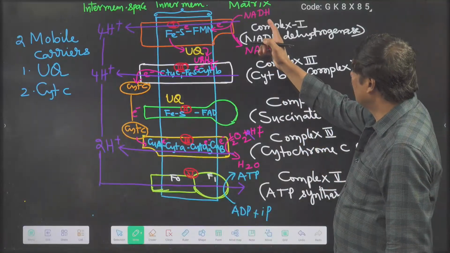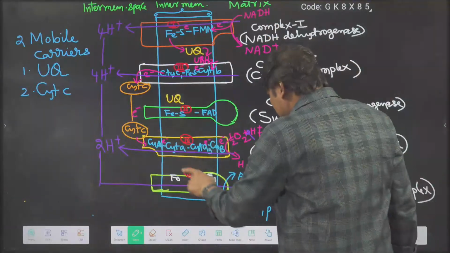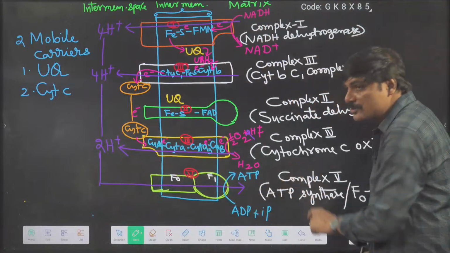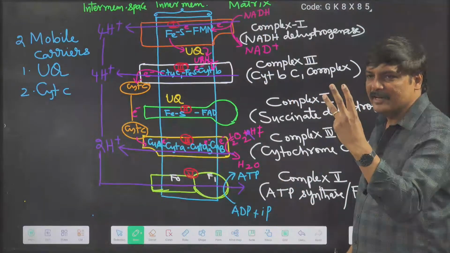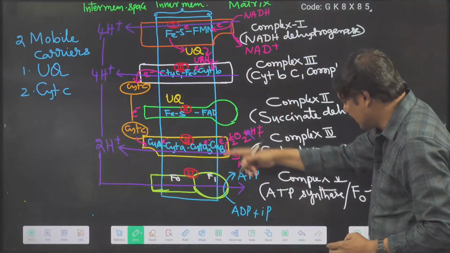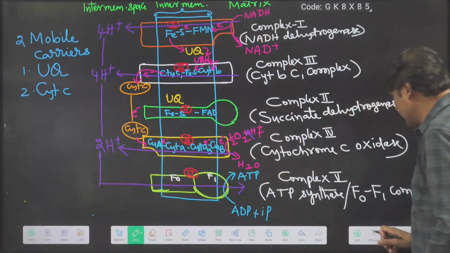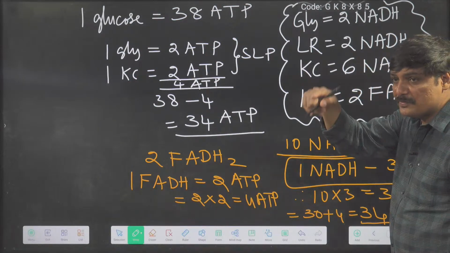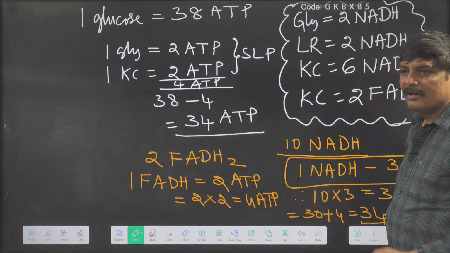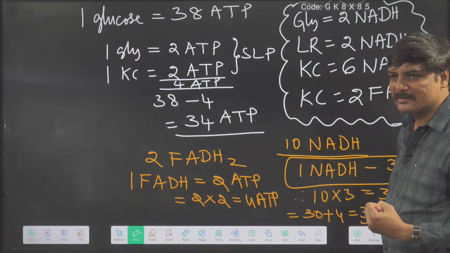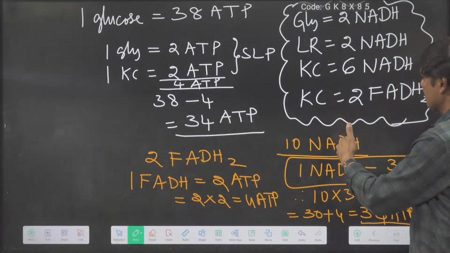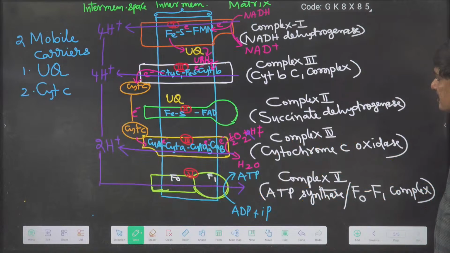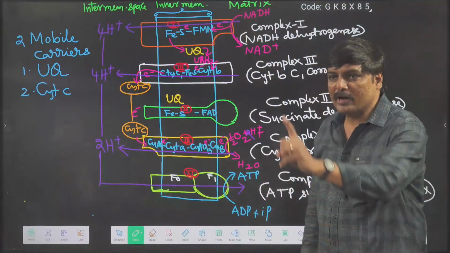Totally, for each NADH, how many ATP are possible here? For each NADH, how many ATP are possible? 3 ATP. One NADH can form 3 ATP. I told you already. One NADH, 3 ATP. Like that, how many NADH are oxidized for each glucose molecule? How many are produced? Of course, 10. 10 into 3, 30. And one interesting point is, in this process, one complex is not involved.